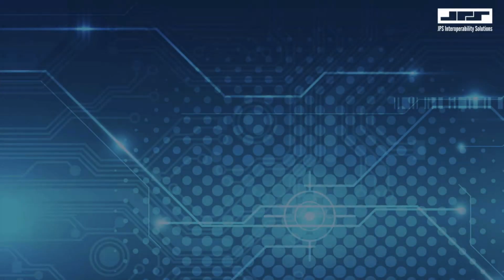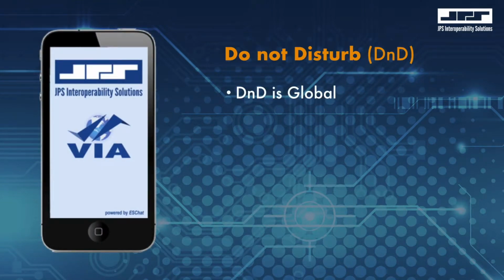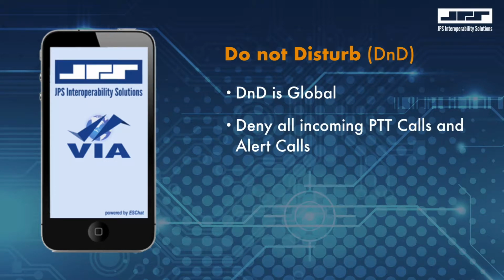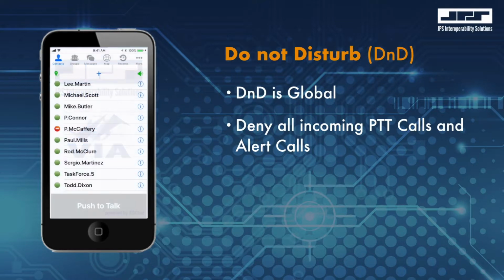One such function that can be used to provide some privacy is Do Not Disturb, also known as DND. This function is global, meaning it will affect your presence equally amongst all VIA users and groups. When Do Not Disturb is enabled on your VIA app, users will not be able to send you audible alert calls or PTT calls. If a VIA user is in Do Not Disturb mode, their presence indicator next to their name will be red with a hyphen, as seen in the contacts list. If you attempt to send a PTT call or alert call to that user, you'll receive a return notification indicating that that user does not want to be disturbed.